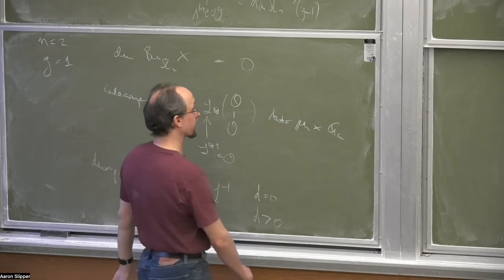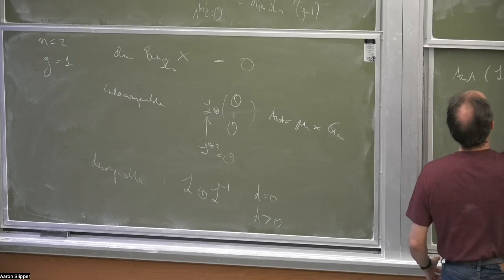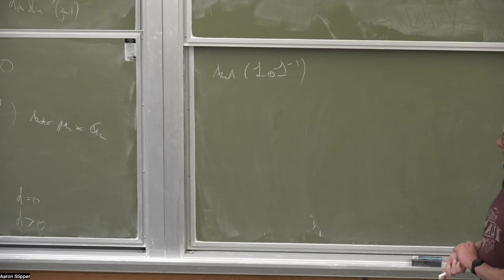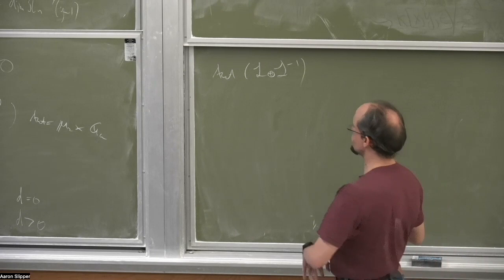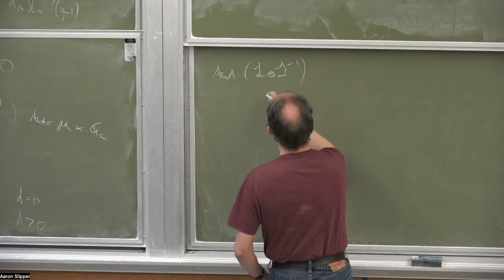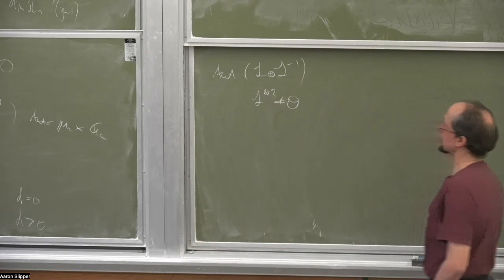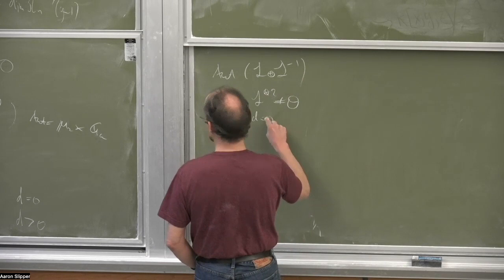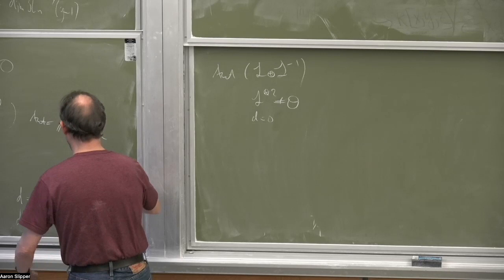So what about the other case? We can see where it comes from in just a second. The other case is L plus L inverse. So let's say here, assume L squared is not equal to O, but the degree is equal to 0. D means the degree of L, and I'm assuming the degree 0 case.